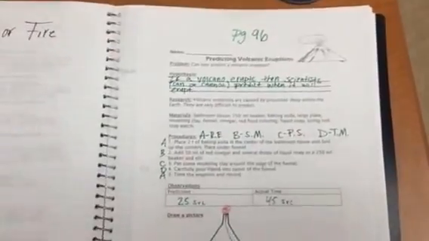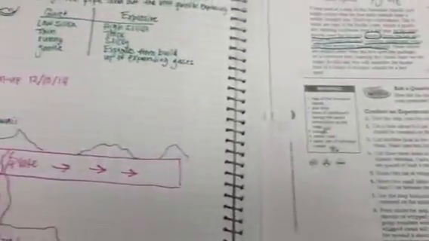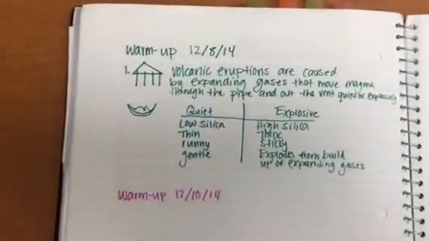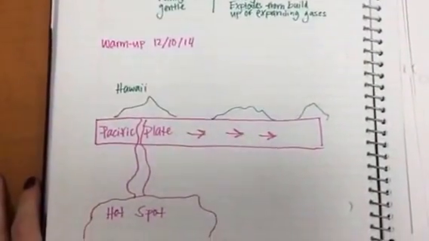And on page 96 was Predicting Volcanic Eruptions Lab. Depending on your lab data, it may have different conclusion questions, but you should have conclusion questions recorded. On page 97 is a warm-up from December 8th, and then also a warm-up from December 10th.